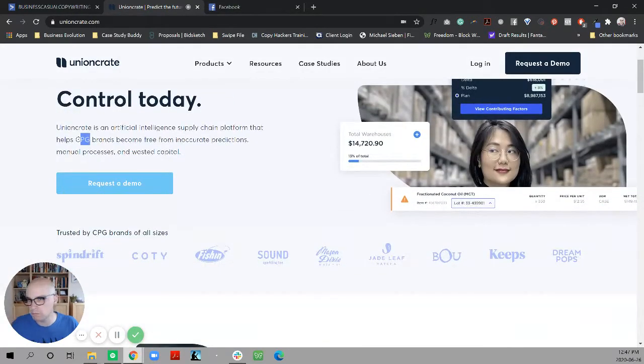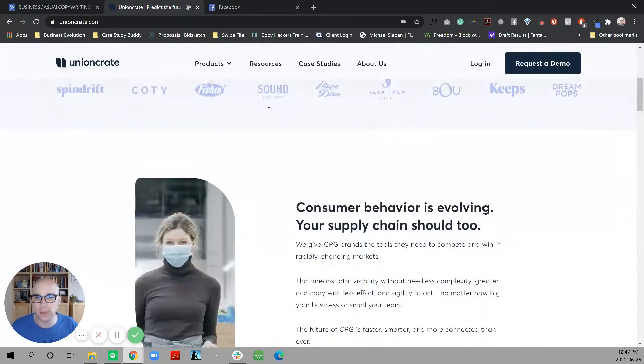We wanted to hammer home this CPG piece because that's part of what makes Unioncrate unique, is that it is the only audience they serve. So unlike other competitors like Fishbowl and those other companies, they try to serve everyone, manufacturing and retail, this and that, the other thing, whereas Unioncrate is solely focused on CPG. We needed that differentiator to come through loud and clear so the right leads could see themselves using the tool.